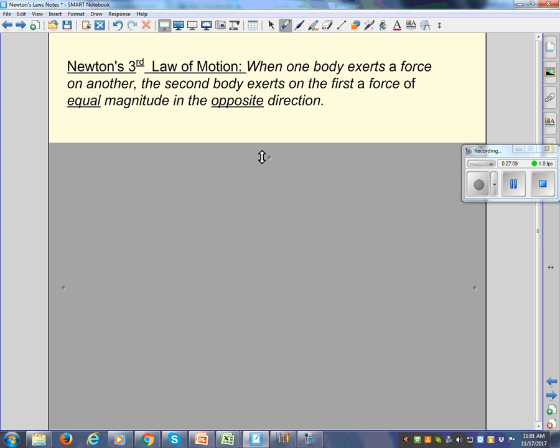Newton's third law. Thankfully, there's only 3. Now this is the one that I sometimes get into arguments with kids about. One in particular comes to mind a few years back. When one body exerts a force on another, the second body exerts on the first a force of equal, and I'm emphasizing equal magnitude in the opposite direction. I'll pause and let you get that down.